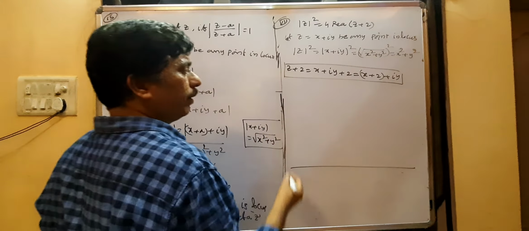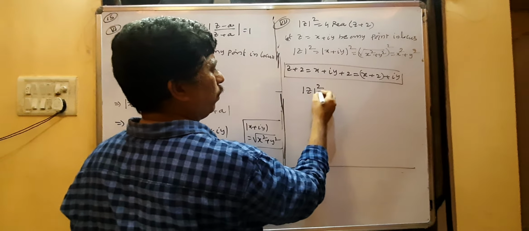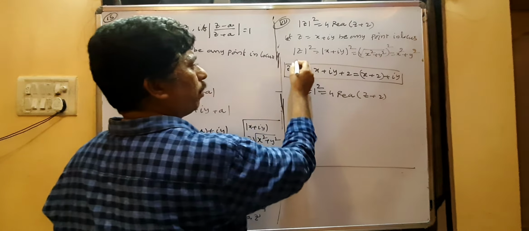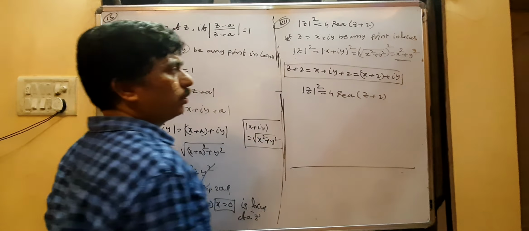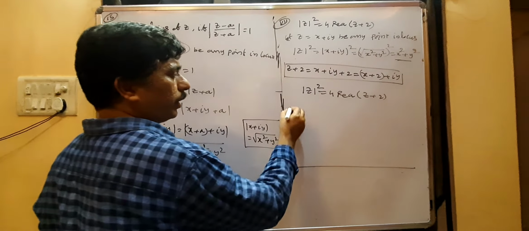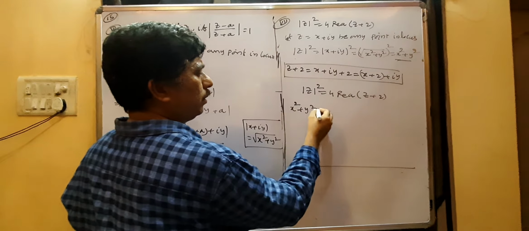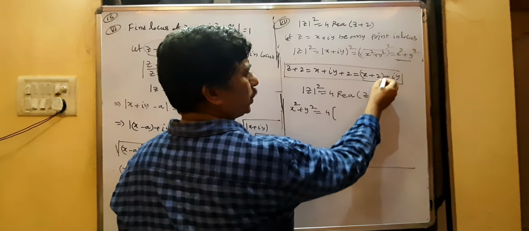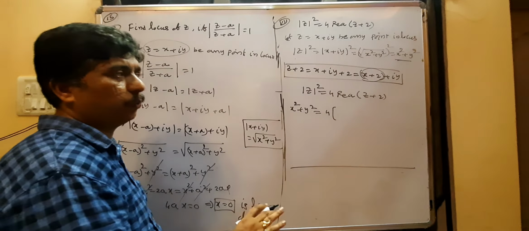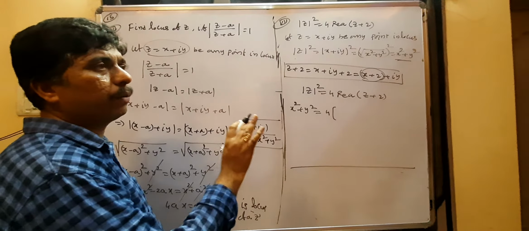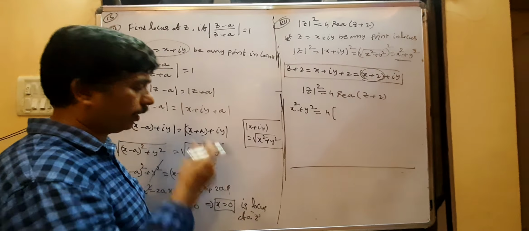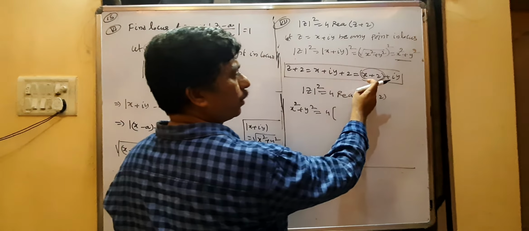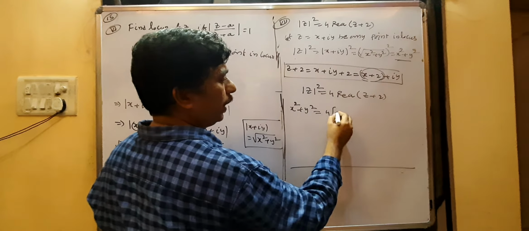The given condition is mod z square equal to 4 times the real part of z plus 2. What is the mod z square value? You got it: x square plus y square equal to 4 times the real part of z plus 2. What is the real part in z plus 2? X plus 2. In z plus 2, the term that does not contain i is called the real part, and the term that contains i is called the imaginary part. So here, without i, it is x plus 2.